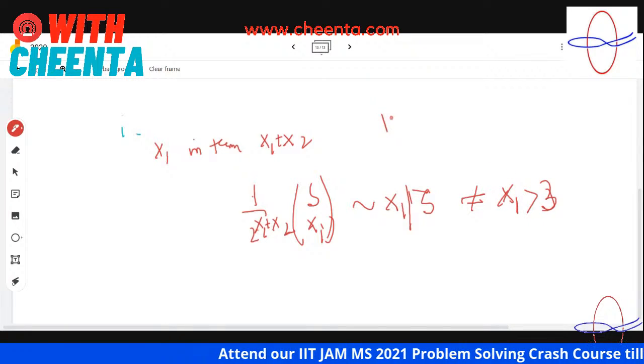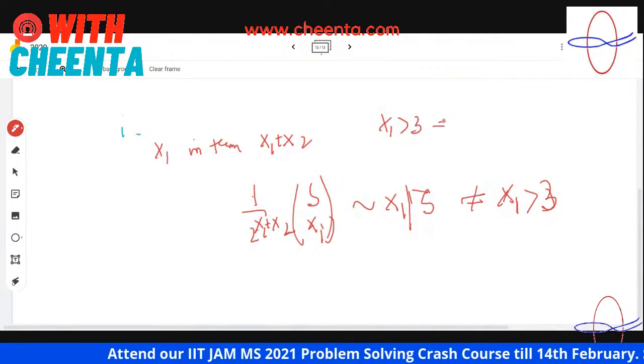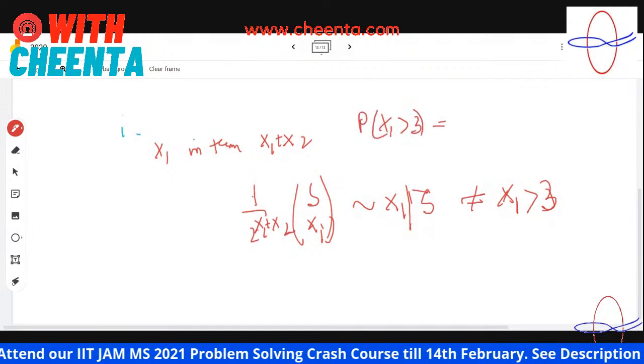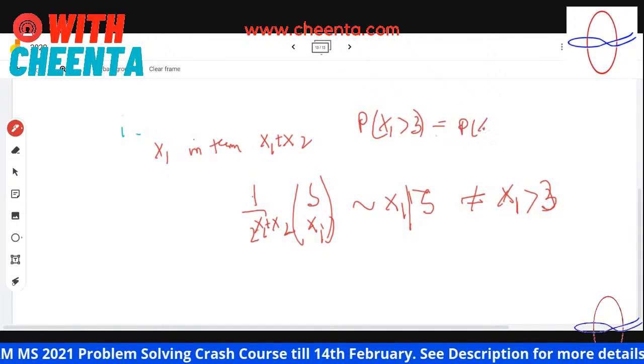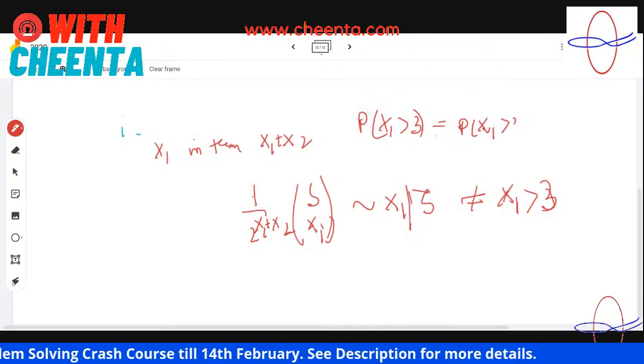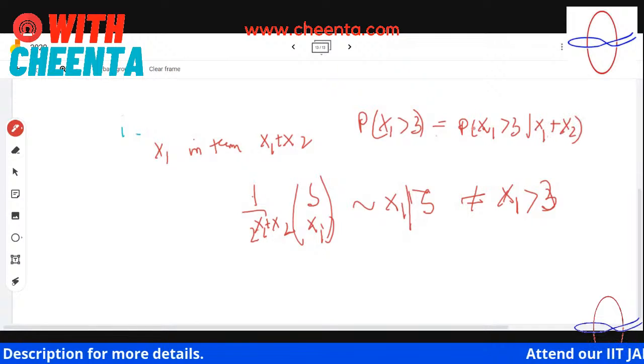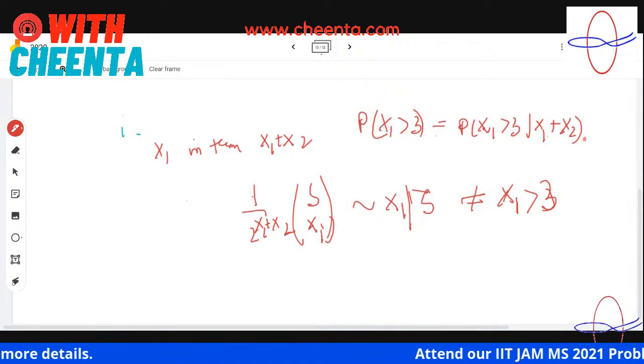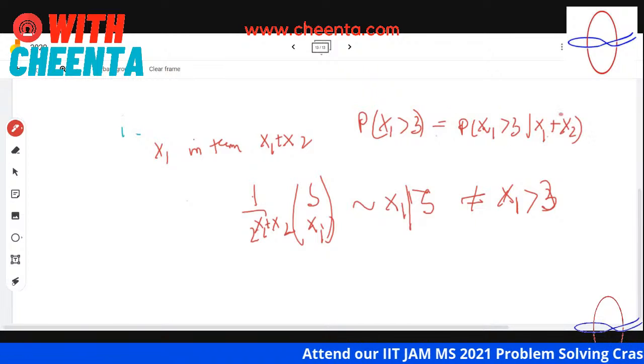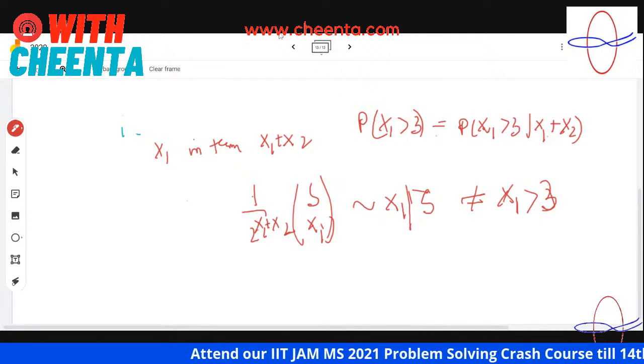Probability x1 greater than 3 is not same as probability x1 greater than 3 given x1 plus x2, right? Because x1 plus x2 and x1 are dependent. It cannot be same. This event and this event cannot be same.